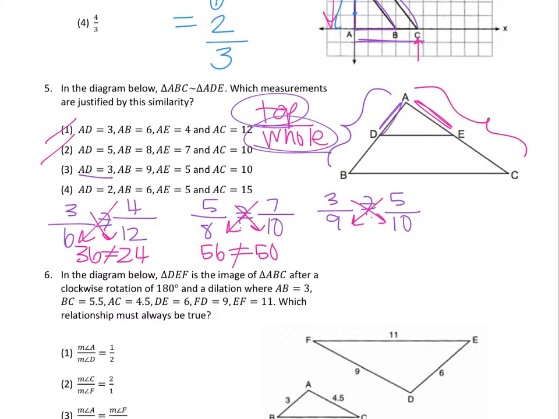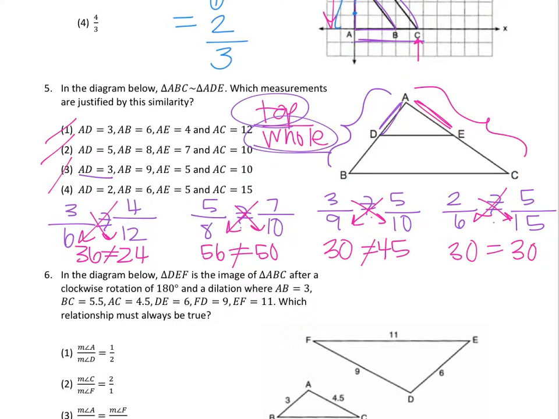When we cross multiply, we end up with 30 and 45. Again, not equal. So hopefully we've got choice 4 here as our correct answer. We have to double check to be sure though, in case we made a mistake earlier. 2 over 6 equal sign question mark 5 over 15. Cross multiply. 2 times 15 is 30. 6 times 5 is 30. So 30 equals 30, meaning choice 4.